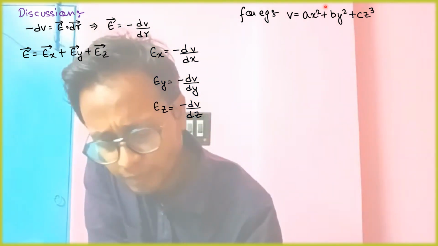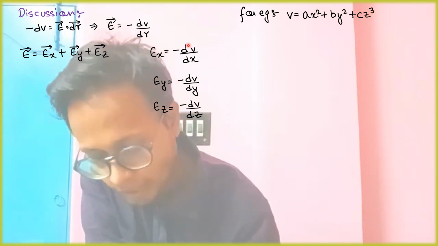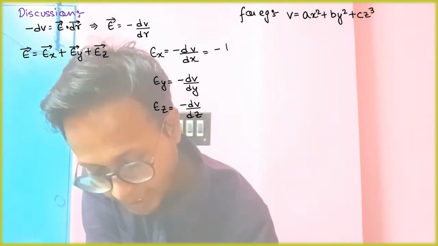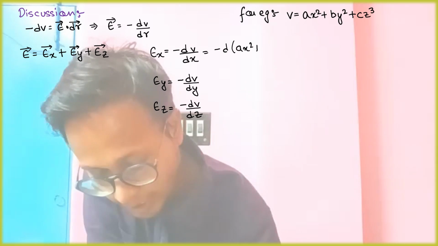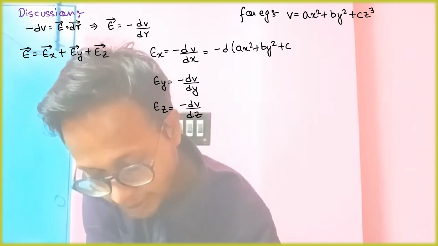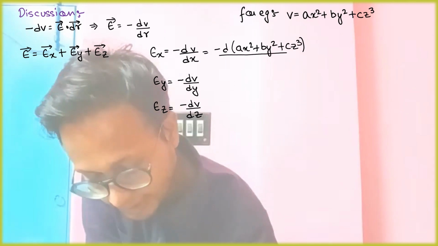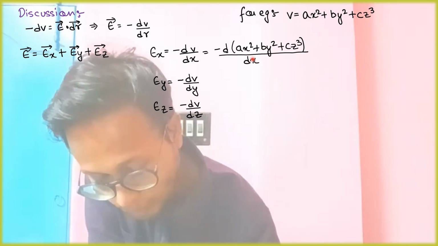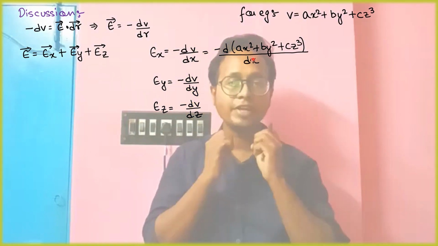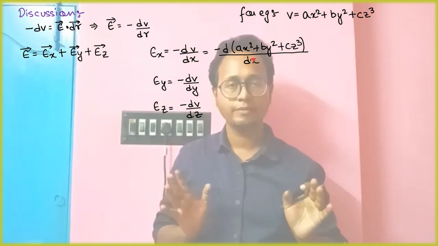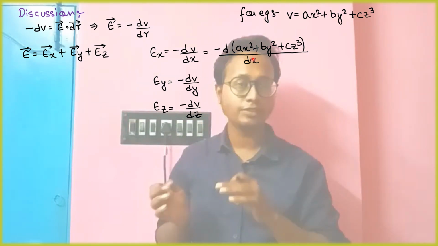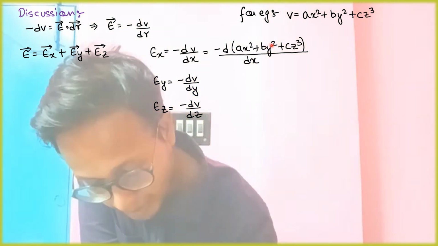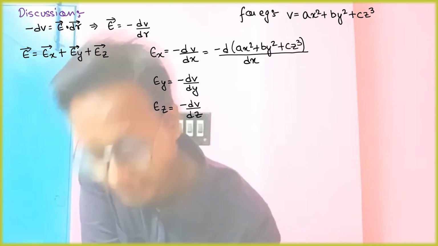But just for example, if the equation of potential is given by this value, how do I find out Ex, Ey and Ez? See here, Ex would be nothing but minus d(ax² + by² + cz³)/dx. Now while differentiating this entire term with respect to x, any other variable other than x would be treated as constant, and this type of differentiation is known as partial differentiation. Understood? So while I'm differentiating with respect to x, y, b, a, c, z³ are treated as constant.